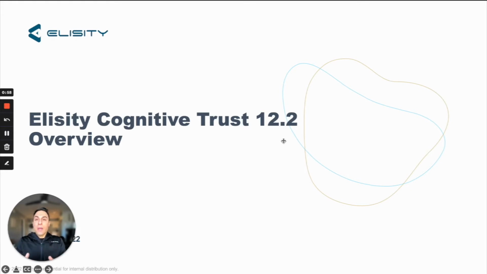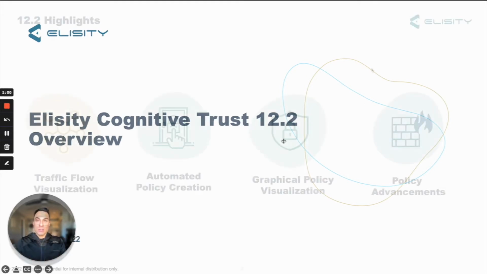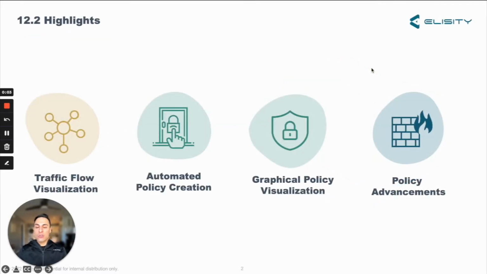Let's get started. I'm going to show you some of those things in real time. Starting with the first advancement, traffic flow visualization. This is a graphical representation of how assets are talking to other assets or resources and destinations. Now, an asset could be an app, it could be a user, it could be a device, really anything that we are able to identify on the network that's communicating.